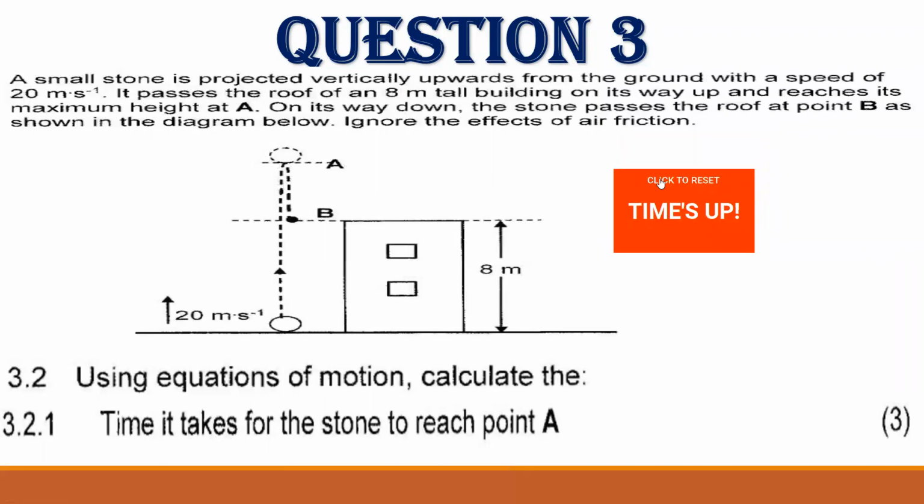Now we are calculating using equations of motion. The object is moving at 20 meters per second, starting from the ground, going to the highest point and coming back to B. We know that, and the height at point B is 8. They are asking you the time it takes for the stone to reach point A, from the ground to point A. Good luck. Please try. You have 30 seconds. As you know, if you need extra time, you can stop the video anytime.